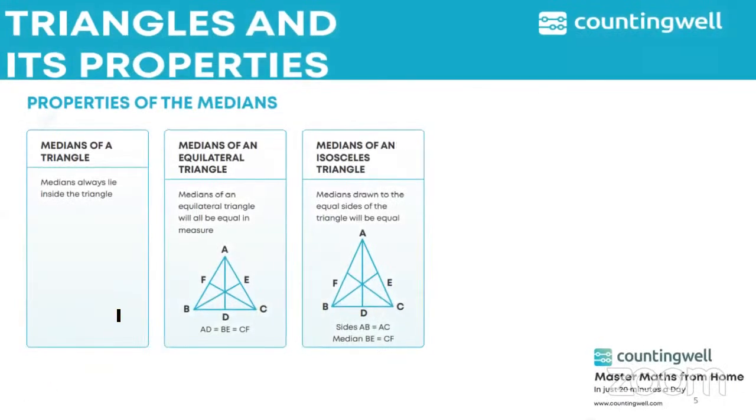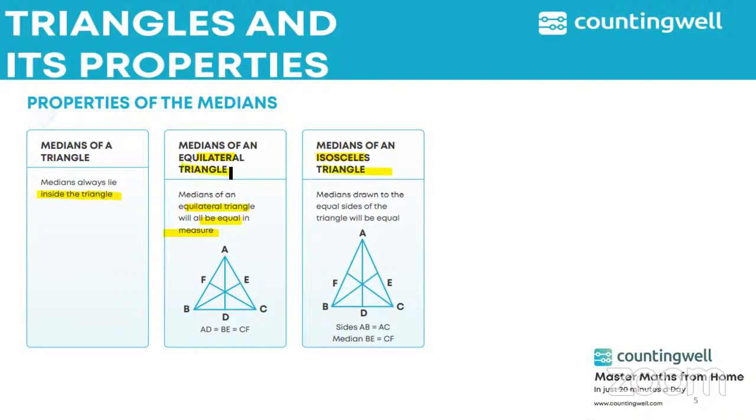Let us see what are the properties of the medians. The medians of a triangle always lie inside the triangle. So you can see here the medians of an equilateral triangle and the medians of an isosceles triangle. Medians are nothing but the line segment joining the midpoint of a side to the opposite vertex. So the medians of an equilateral triangle are equal in measure. Also, medians drawn to the equal sides of the triangle will be equal in case of an isosceles triangle.